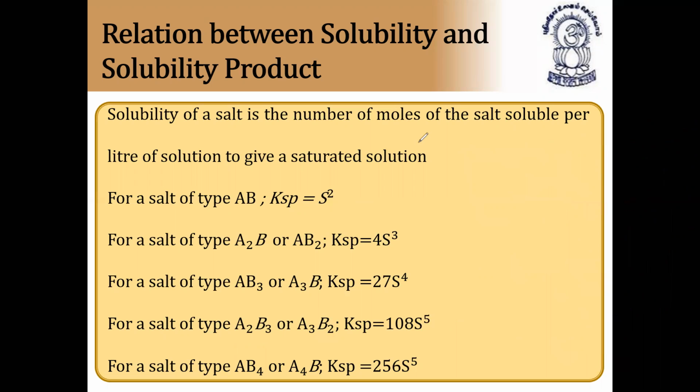Next, for the salt of type AB4 or A4B, usually you'll not get this type of salts. Very rarely we have this type of salts. These types of salts are very rare. Let us take AB4. AB4 means the charge of cation is 4 and the charge of anion is 1. So it is A4+ and B-. So for this, the solubility becomes 4 into B-. I'll make it clear.